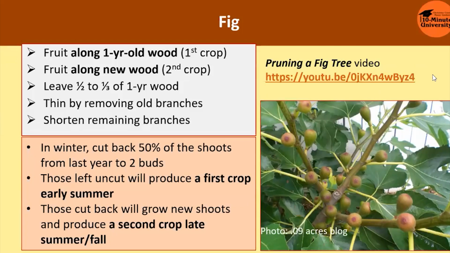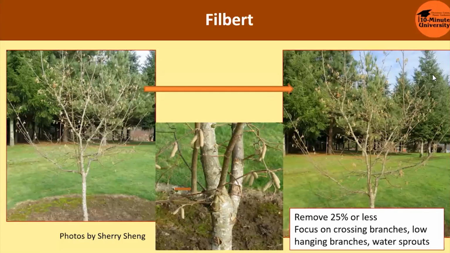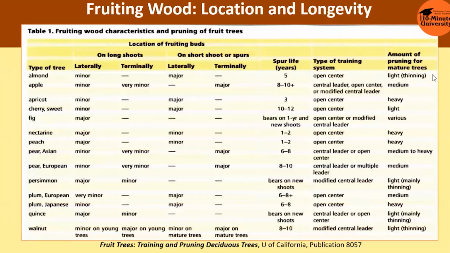Also on the screen is a pruning a fig tree video that we did. And if you grow filbert, remove 25% or less. They don't need a whole lot of pruning. Focus on crossing branches, low-hanging branches, water sprouts to keep the form good.